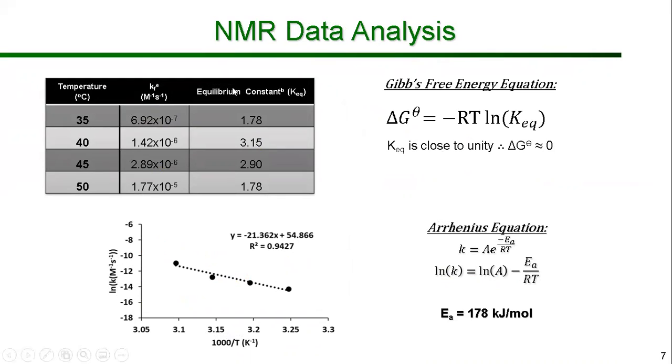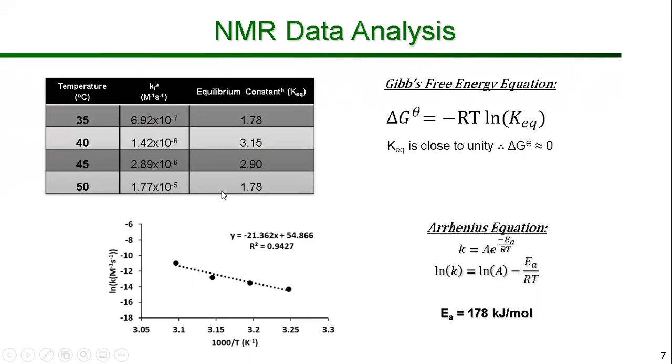So you can see that for the equilibriums, they're all roughly around or are close to unity, which is delta G equals 0. And that could be understood by the fact that the difference in the material before and after are relatively the same. So you're going from an anhydride to an anhydride, you don't have a dramatic change in the structure of the material. So that explains why the K equilibrium is around unity.